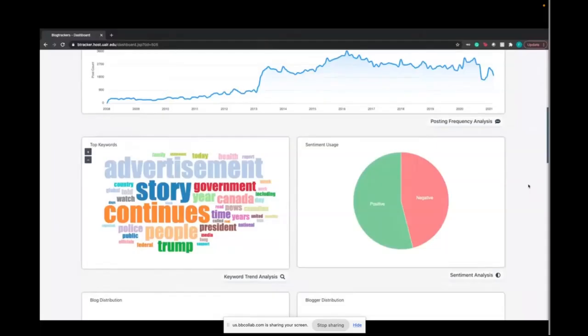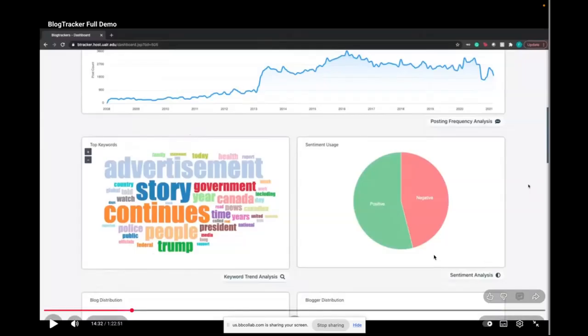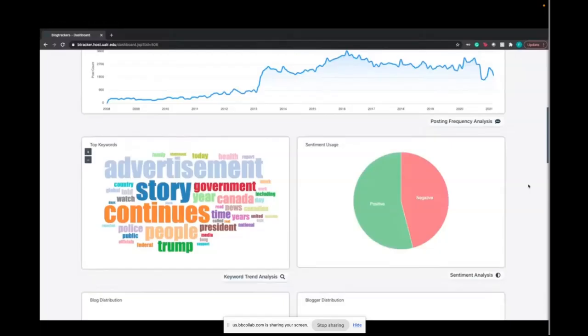Then we also have the sentiment usage. Sentiment can be positive or negative. It tells us what the communities are talking about and whether it is optimistic or not. So that is what it's saying.